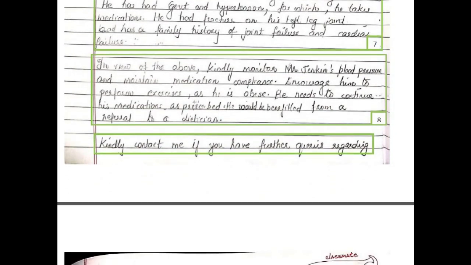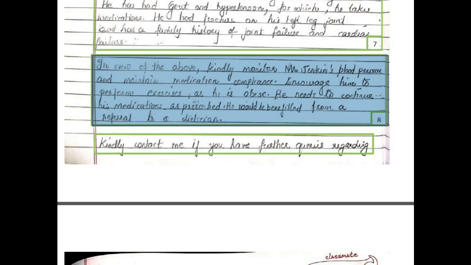Moving to the last paragraph, "In view of the above, kindly monitor Mr. Jenkins' blood pressure and maintain medication compliance. Encourage him to perform exercise as he is obese. He needs to continue his medications as prescribed. He would be benefited from a referral to a dietitian."